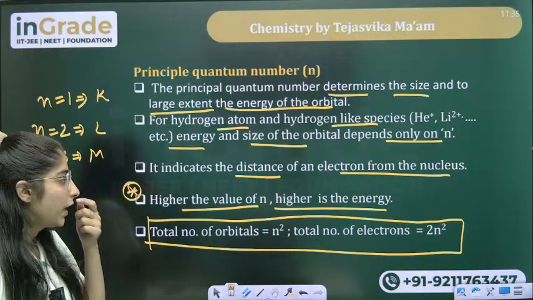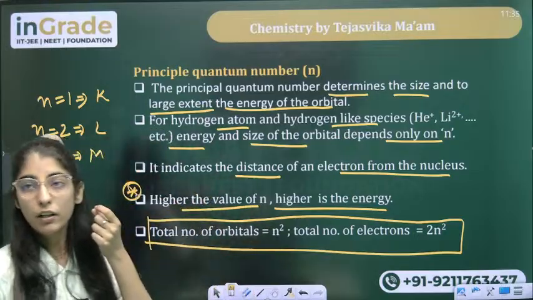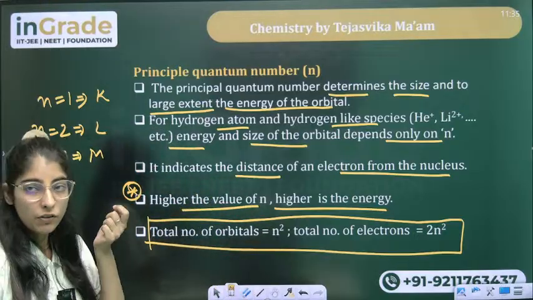Okay, I am going to tell you the difference between orbit and orbital. Just wait for a while.